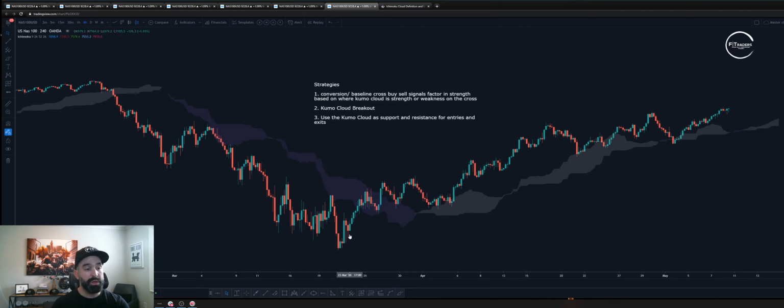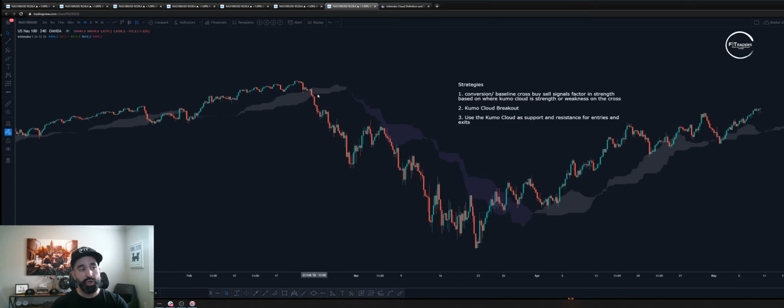When you get a Kumo cloud breakout, okay, a Kumo cloud breakout is a significant shift in the price action. You've been in a downtrend, you get a breakout of the Kumo cloud, you should start to see the uptrend develop now. Again, if you break the Kumo cloud down, you were previously in an uptrend, you break the Kumo cloud down, you should see a significant downtrend.